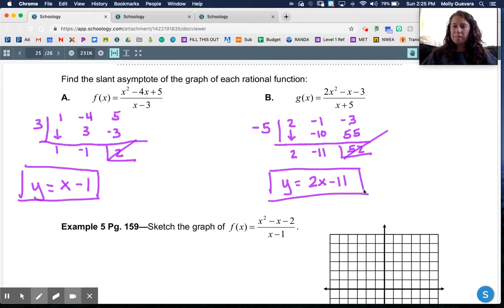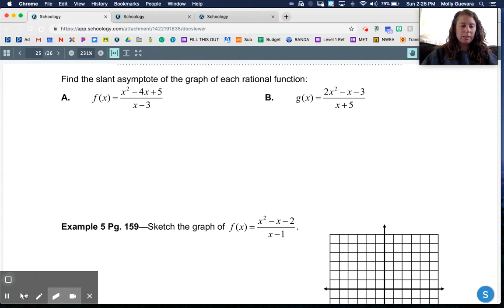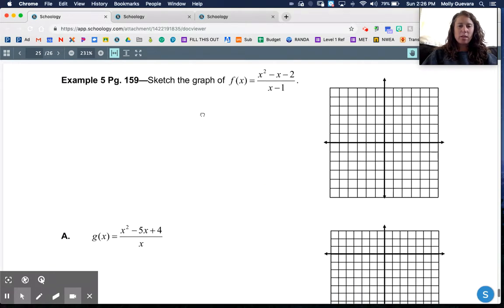And that's it. Okay, so we're going to take this skill and add it into our 6-step process so that we can graph more difficult functions. So same thing, can I factor? The answer is yes. x minus 2 on top, x plus 1 on top, and then x minus 1 on bottom.